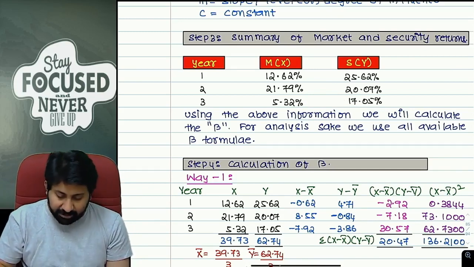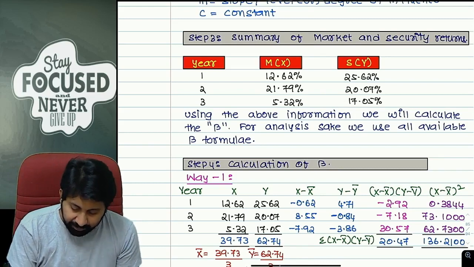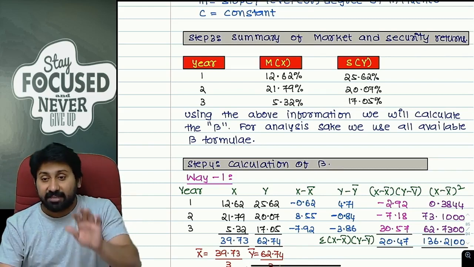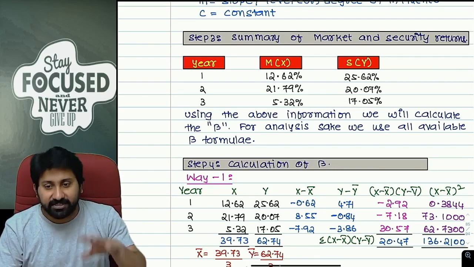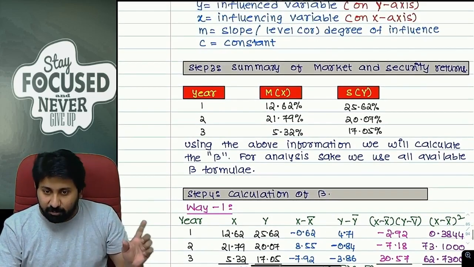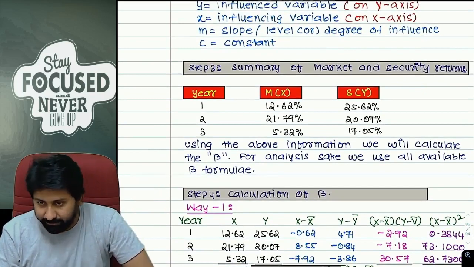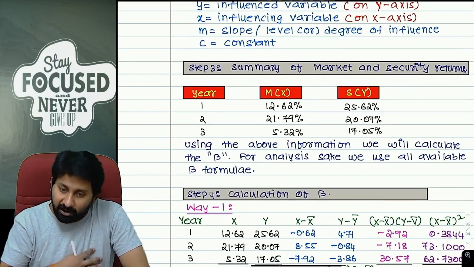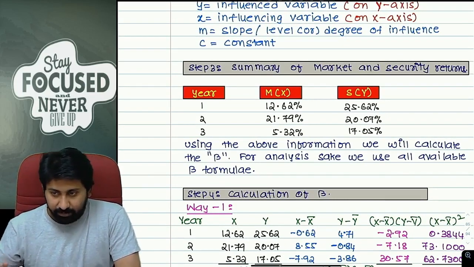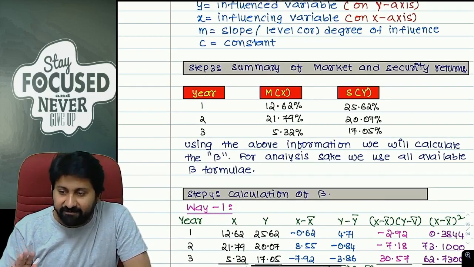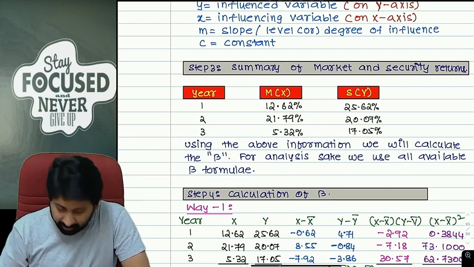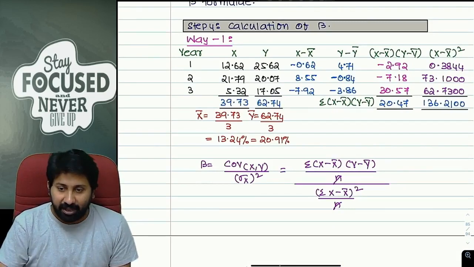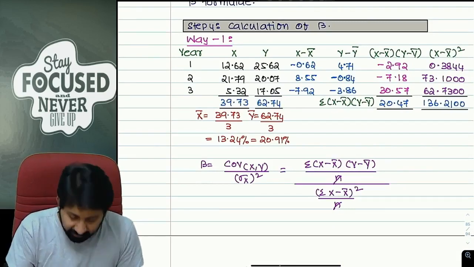Using the above information, we will calculate the beta. For analysis sake, we use all the available beta formulae. Sir, for the understanding of my students in the class, I have done beta for this problem under all the models available. But in the exam, you need to do the regression type. I have done all kinds of beta, every model used till now. Step 4, calculation of beta. I used the following models.